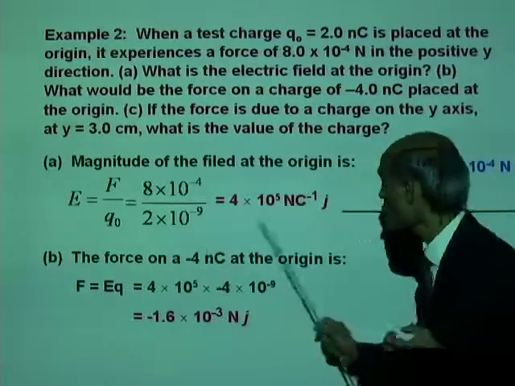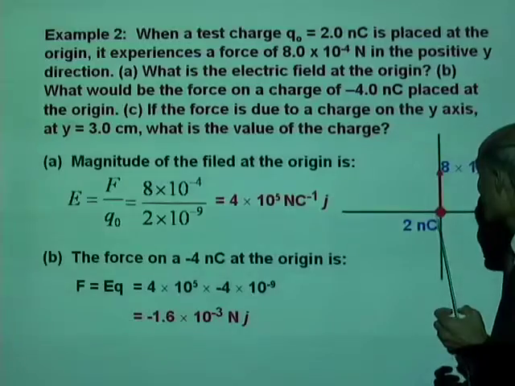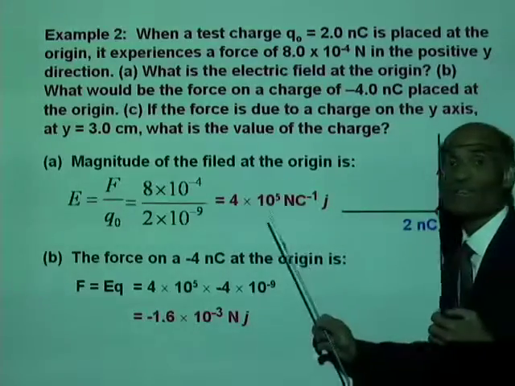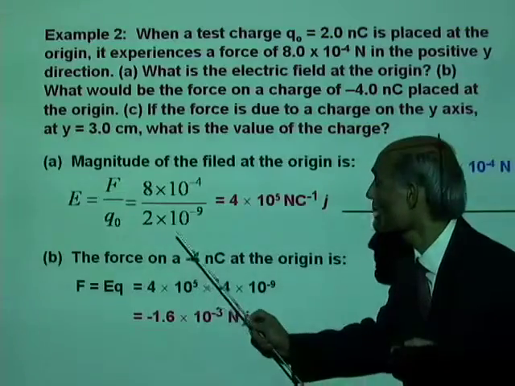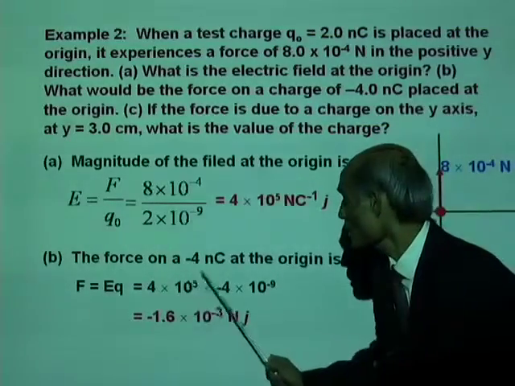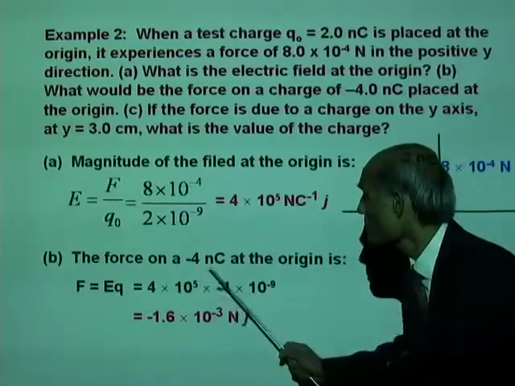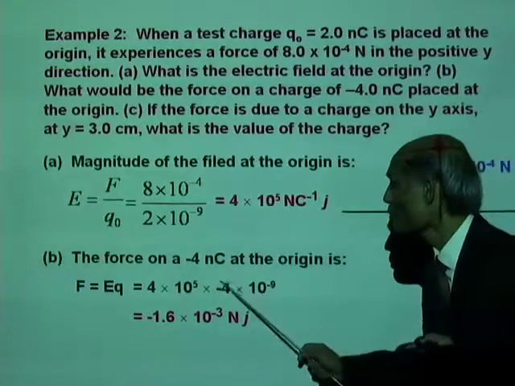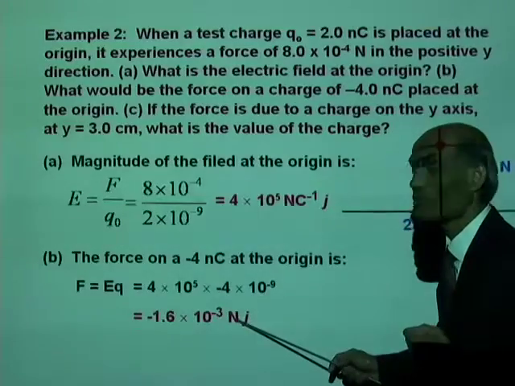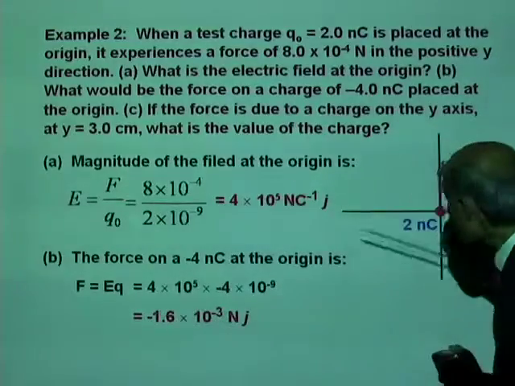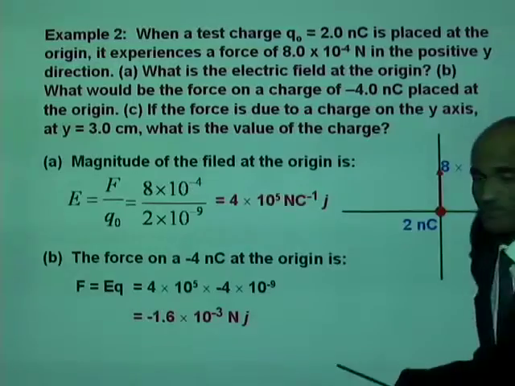So if you now place a charge of 4 nanocoulomb here, it will experience a force. It will be the electric field multiplied by 4 nanocoulomb. That is 1.6 times 10 to the negative 3 Newton in the negative y direction.